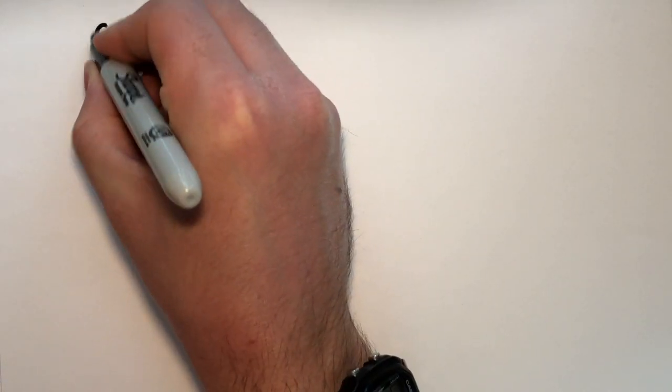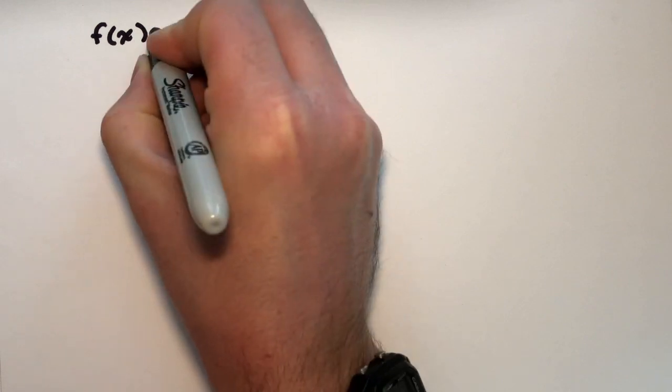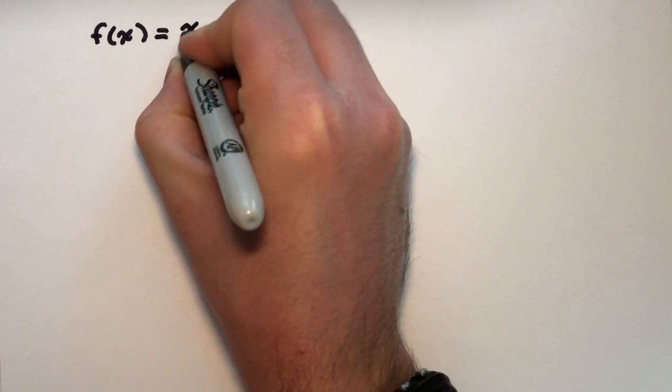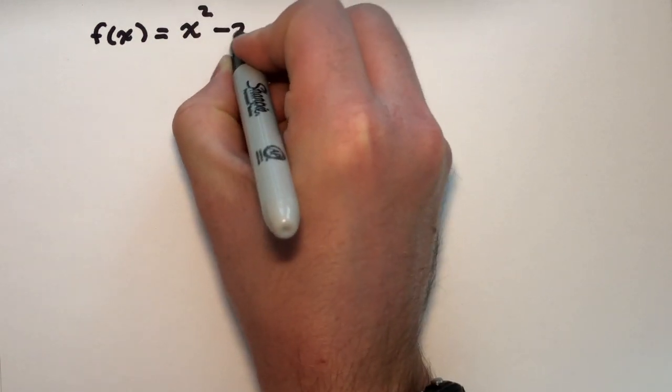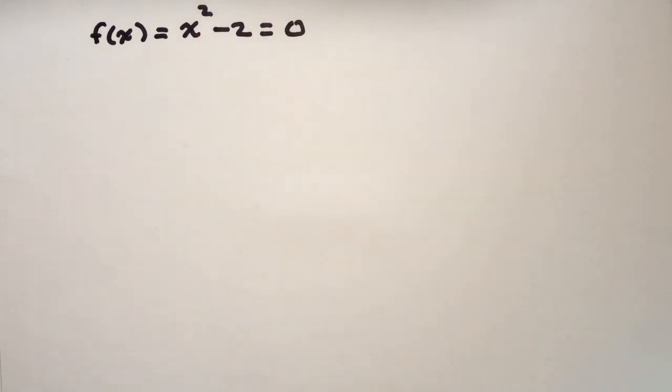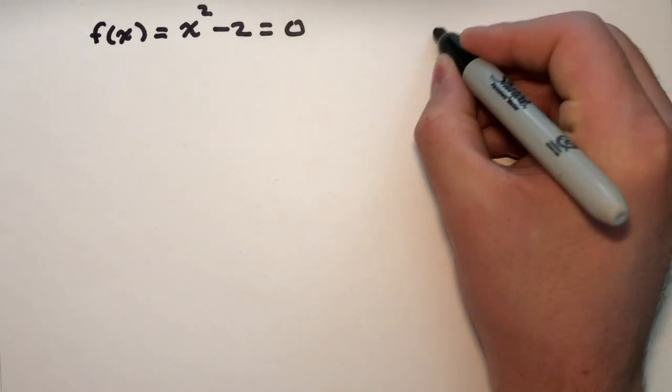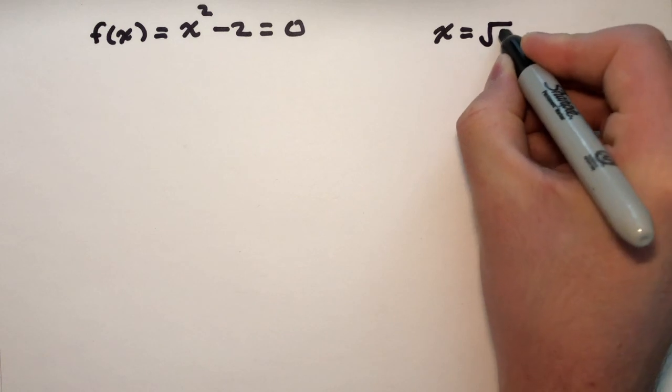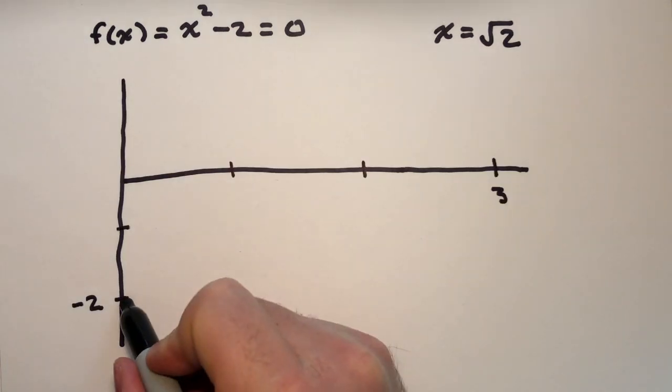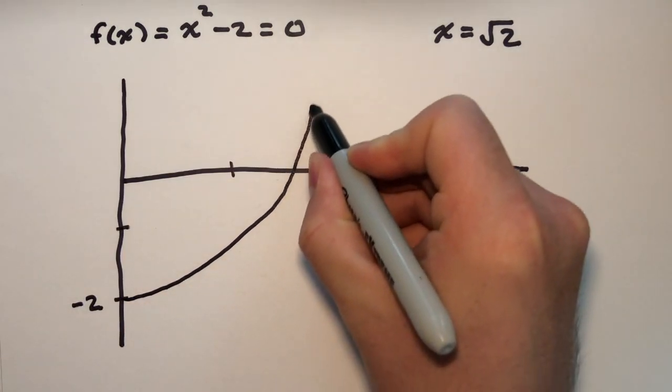Now let's apply the bisection method to find the root of our function f of x is equal to x squared minus 2 equals 0. And let's remember that x is going to be equal to the square root of 2. Now if we were to plot f of x, it would look something like this.